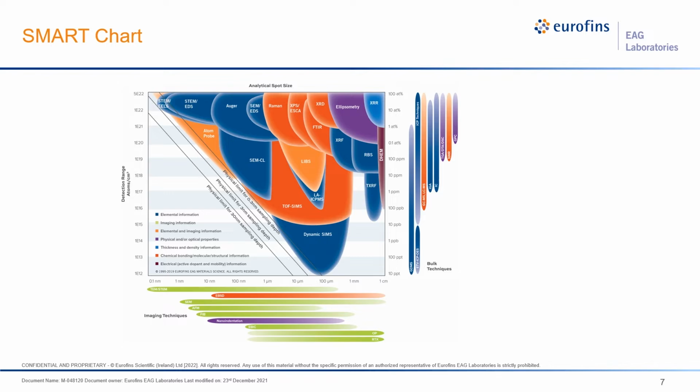Blue indicates a technique that does strictly elemental analysis. Orange means the technique can provide molecular or chemical state information, often along with quantitative or semi-quantitative elemental analysis.